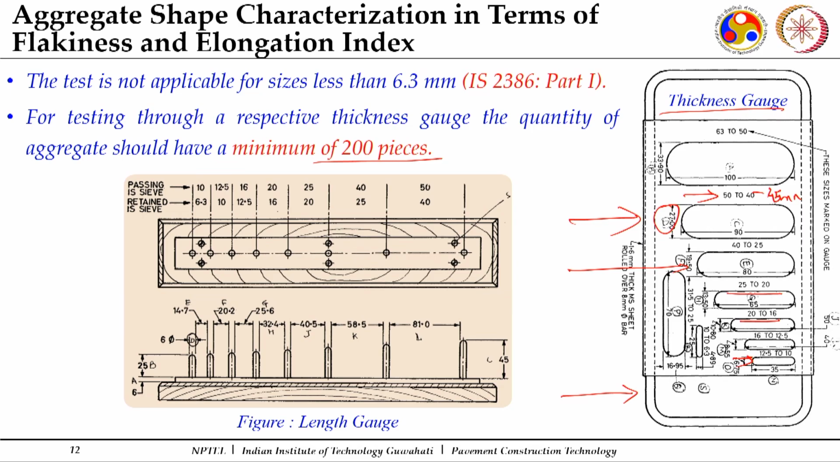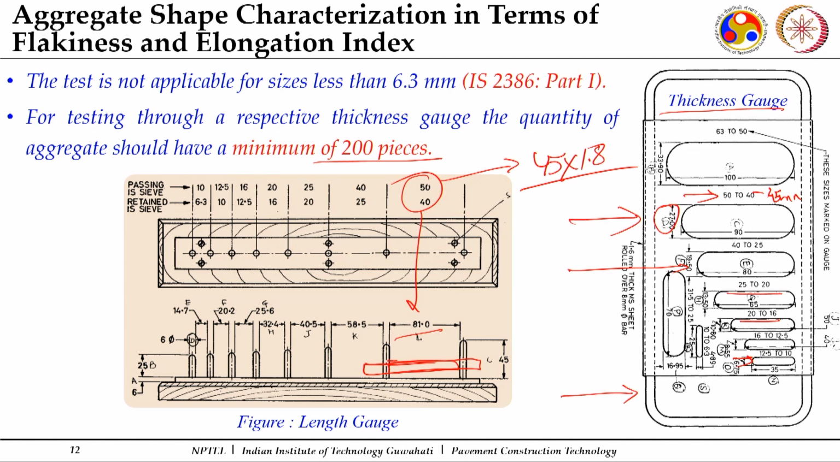The other part is when you need to check the elongation index, whether a particle is elongated or not. Again similarly here, if it is say for 50 to 40 mm, the mean size is 45 and it is 1.8 times the mean dimension, which will come out to be your 81. If my aggregate particle which I have chosen passes through this slot, then it is non-elongated. If the longest dimension of it is not passing through it, if it is bigger, then I will call that aggregate an elongated aggregate.